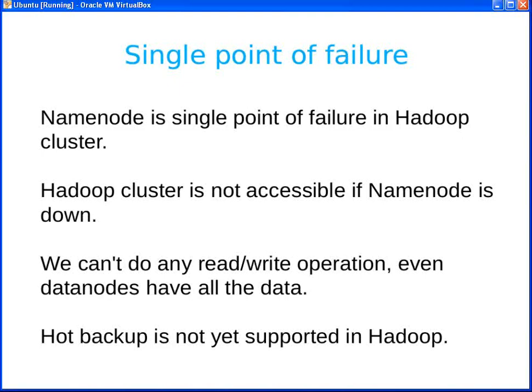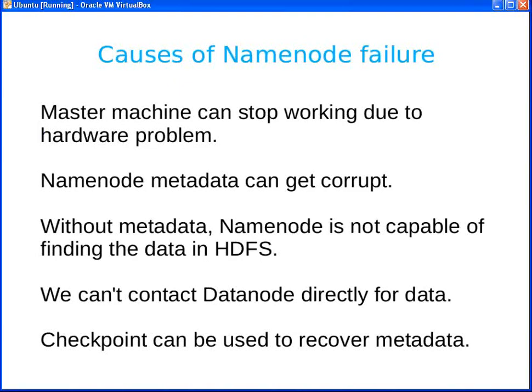If name node is down, your Hadoop cluster will be offline for some time. You will not be able to read the data, write the data, or execute any MapReduce job. But with the help of secondary name node, we can recover our name node, and again our Hadoop cluster will be ready. So this is about single point of failure. Moving to the next slide.